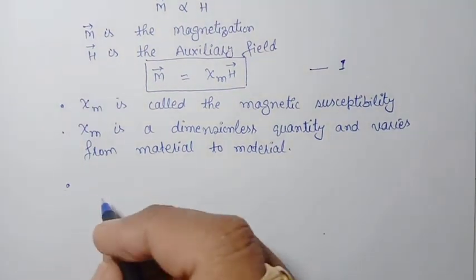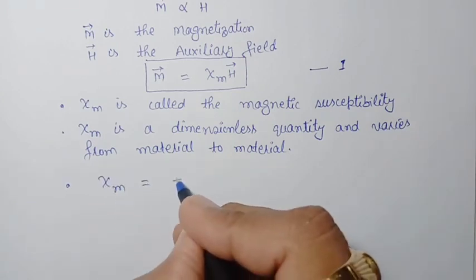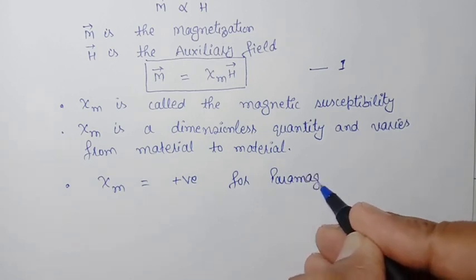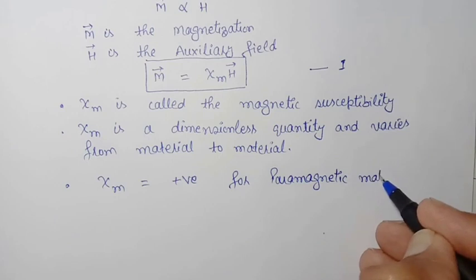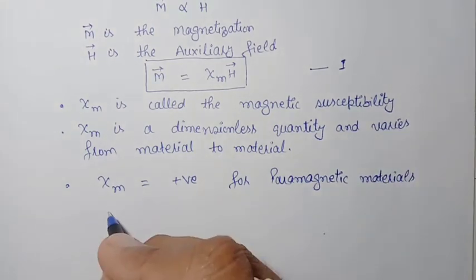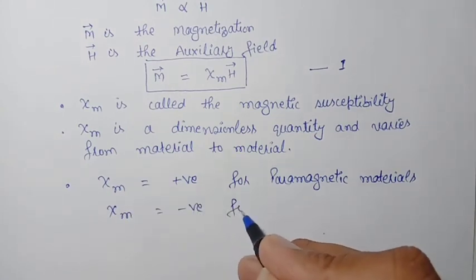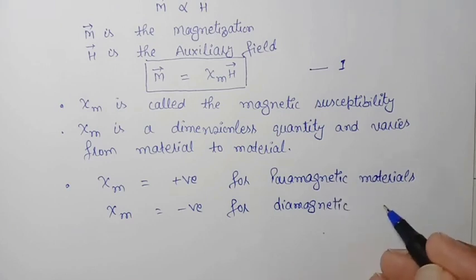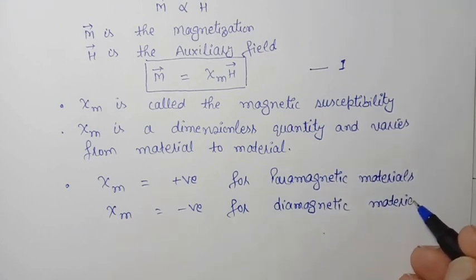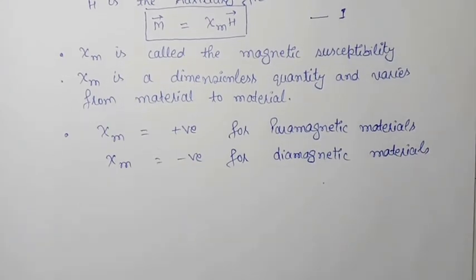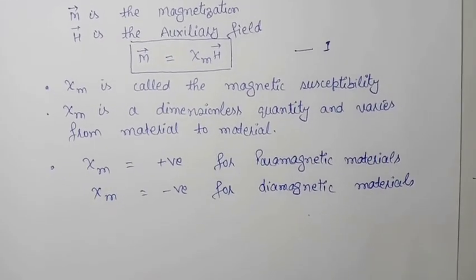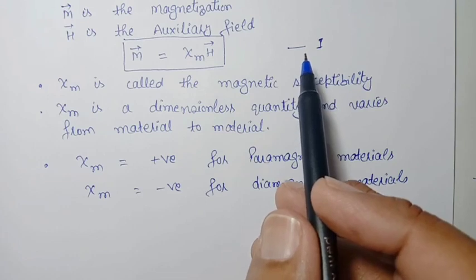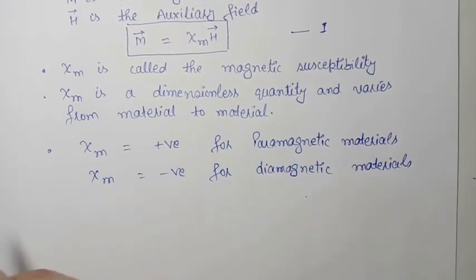Magnetic susceptibility is positive for paramagnetic materials, and it is negative for diamagnetic materials. All those materials which obey this linear equation, that is equation number 1, are known as linear materials or linear media.